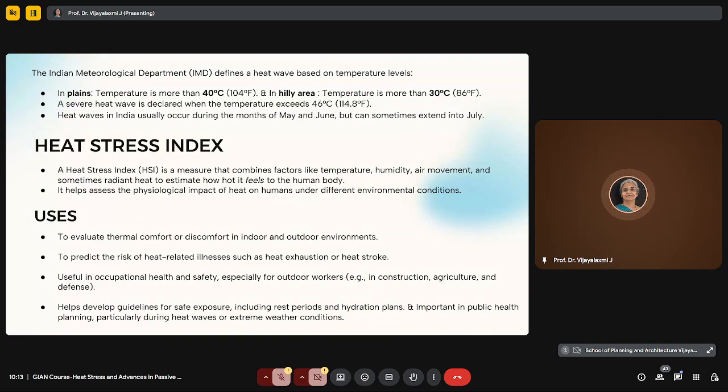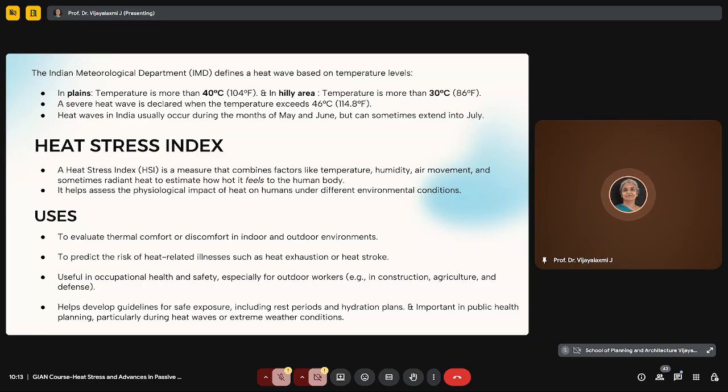Now, if we look at what the various heat stress indices are, the IMD, or Indian Meteorological Department, defines a heat wave, as we have already seen, as when the temperature is more than 40 degrees centigrade in the plains, and more than 30 degrees centigrade in hilly areas. A severe heat wave is when the temperature exceeds 46 degrees centigrade, or when the average increases by 6.4 degrees centigrade.